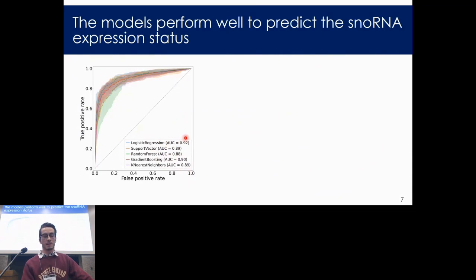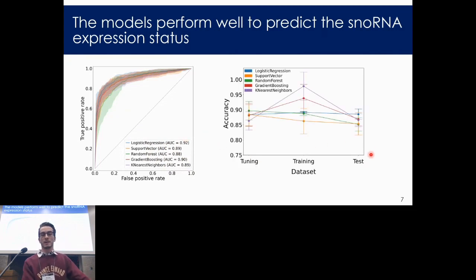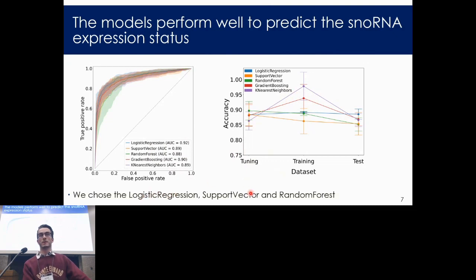So we then looked at their average accuracy across the 10 iterations and across the 3 different data sets. And as you can see, 2 models show an increased accuracy on the training set and then a decreased accuracy on the test set, which is a hallmark of overfitting. So we decided to exclude these 2 models and continue with the 3 remaining ones, which were more stable. So we took the logistic regression, support vector, and random forest for the rest of our analyses.